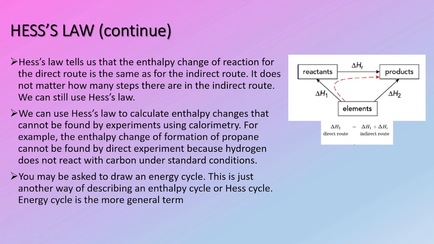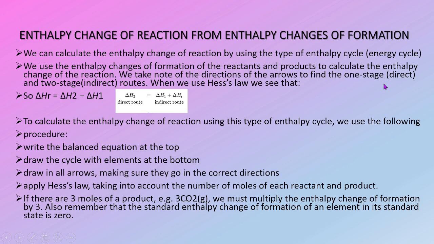Here you can see that this is a direct route, delta H2 equal to delta H1 plus delta HR, or this is an indirect route in which elements first convert into reactants and then into products. Enthalpy change of reaction from enthalpy change of formation. So you can see the direct route or the indirect route. So delta HR equal to delta H2 minus delta H1.